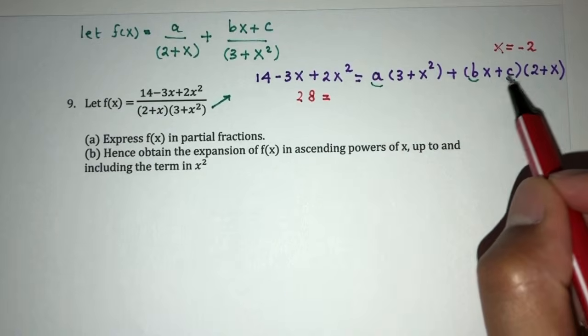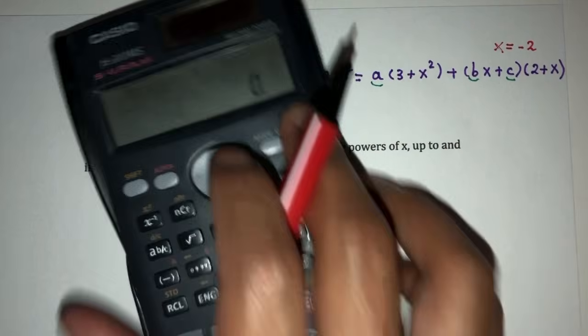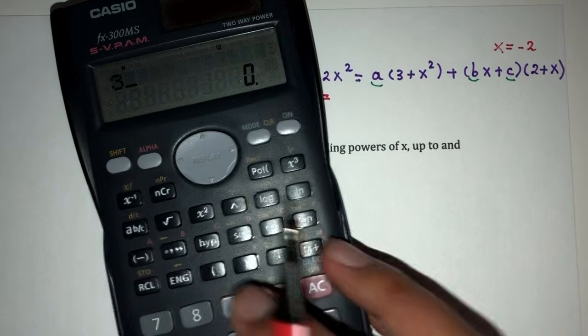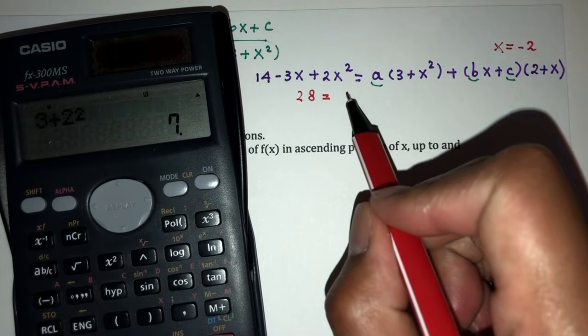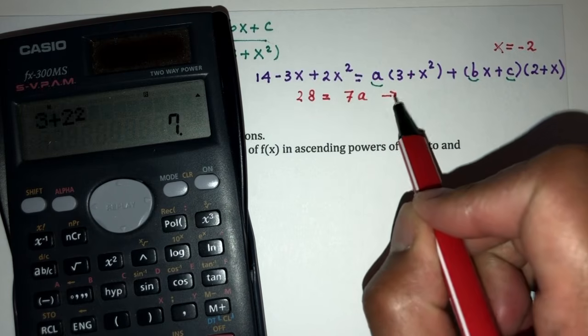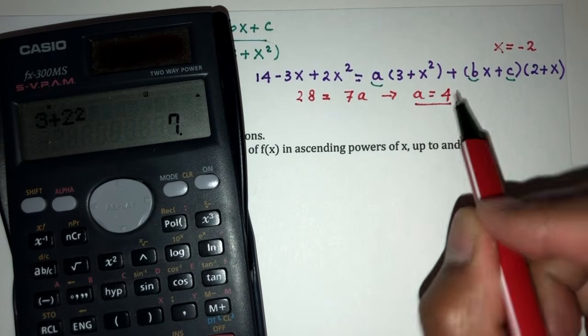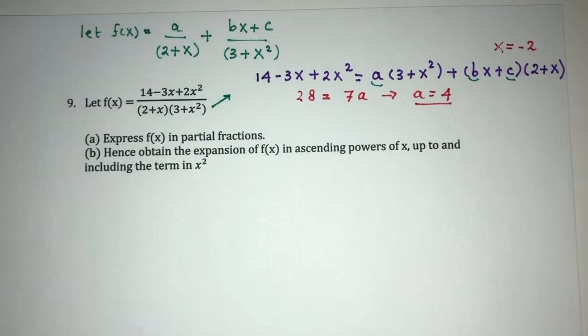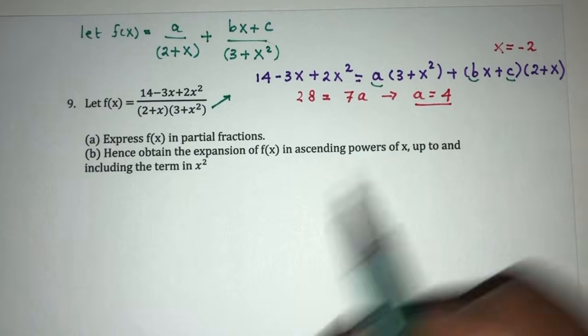And here, this will be 0 obviously. And 3 plus 2 squared, that will be 7. So you have 7a, which means a will have to be 28 divided by 7. That should be 4. So a will be the value of 4. Now let's move on to the next. We have to find the value of b and c. So let's begin with the value of x.